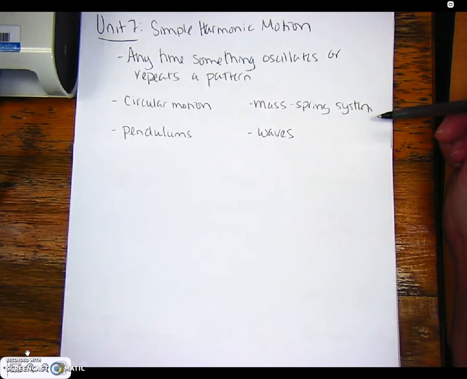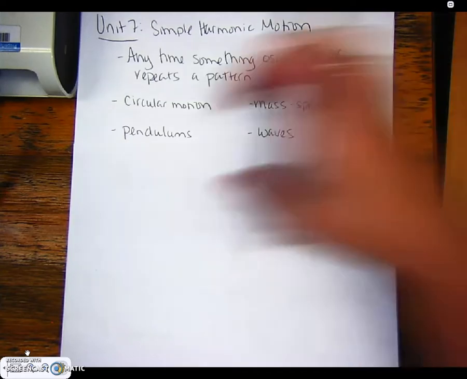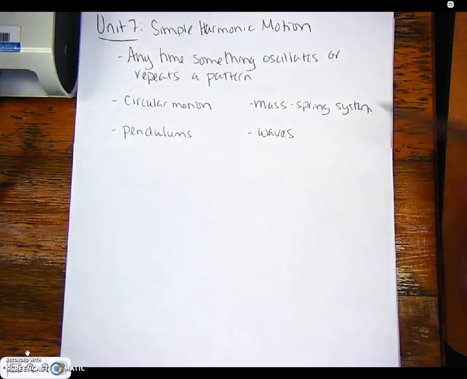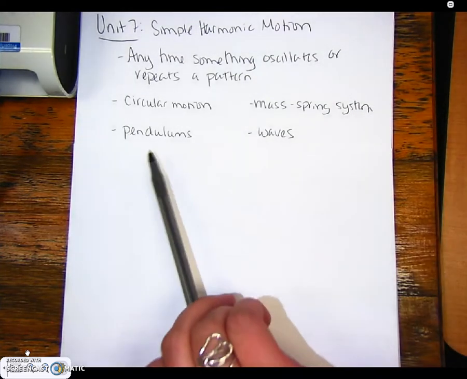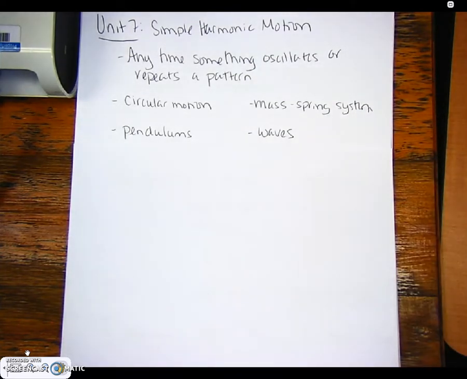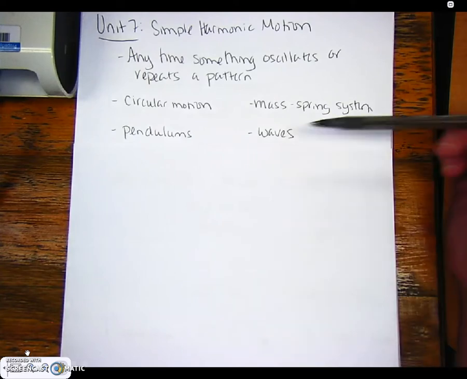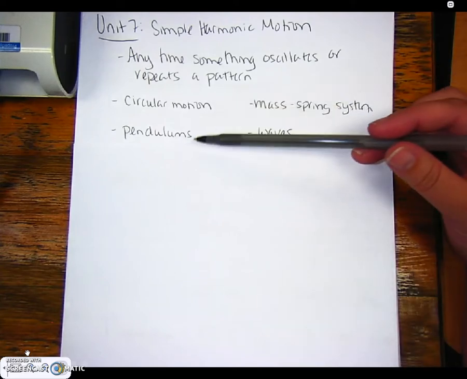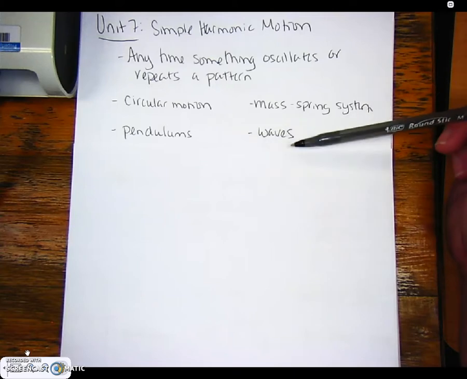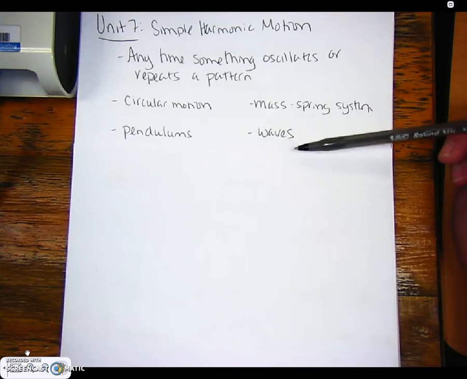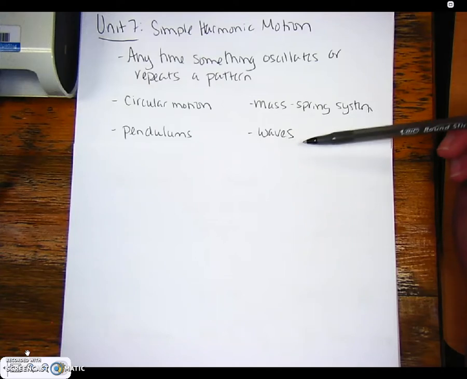Mass spring systems, which we had already kind of looked at in terms of Hooke's law and conservation of energy, but if I were to stretch a spring out, it oscillates back and forth, so that is something that repeats its pattern. Swinging pendulums, which we also looked at in terms of conservation of energy, as well as tension and strings and centripetal forces and things like that. And then waves was a new concept of simple harmonic motion that we introduced in detail in this unit.